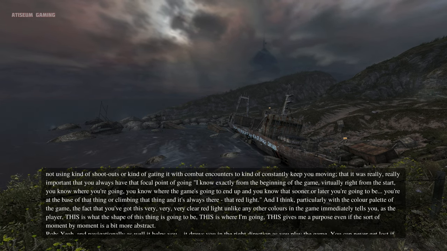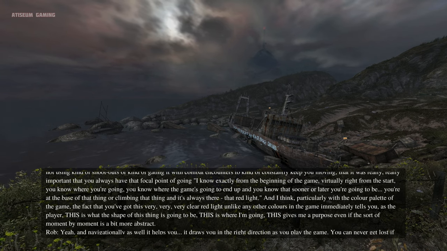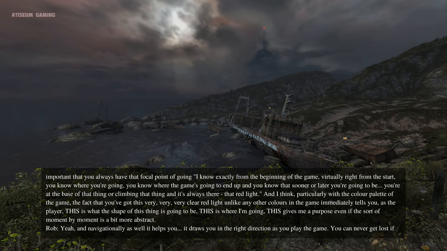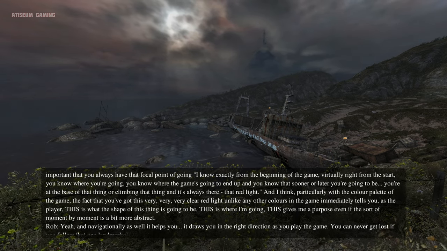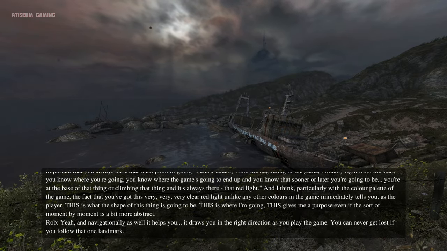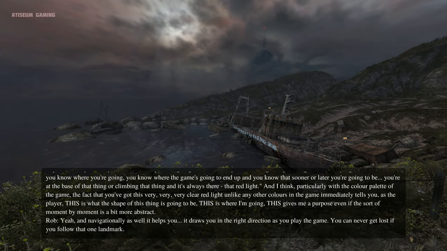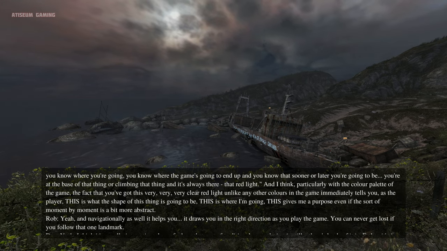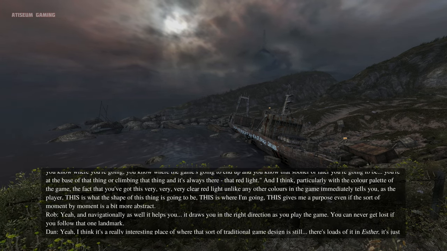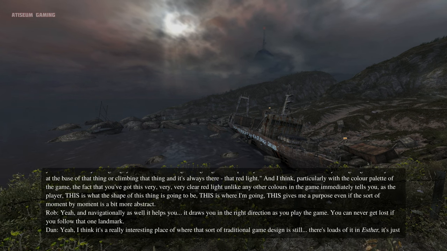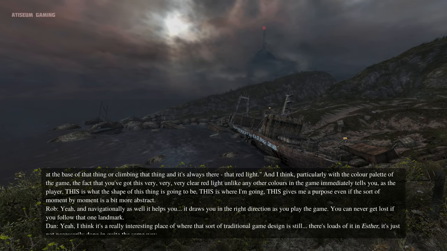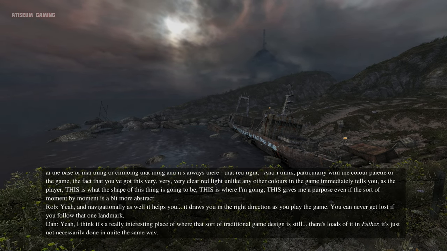Particularly with the colour palette of the game, you've got this very, very clear red light that's unlike any of the other colours in the game. It immediately tells you as a player, this is where I'm going, this gives me a purpose, even if the moment by moment is a bit more abstract. Navigationally as well, it draws you in the right direction as you play the game. You can never get lost if you just follow that one landmark. Yeah, I think it's a really interesting place where that traditional game design is still there. There's loads of it in Esther, it's just not necessarily done in quite the same way.